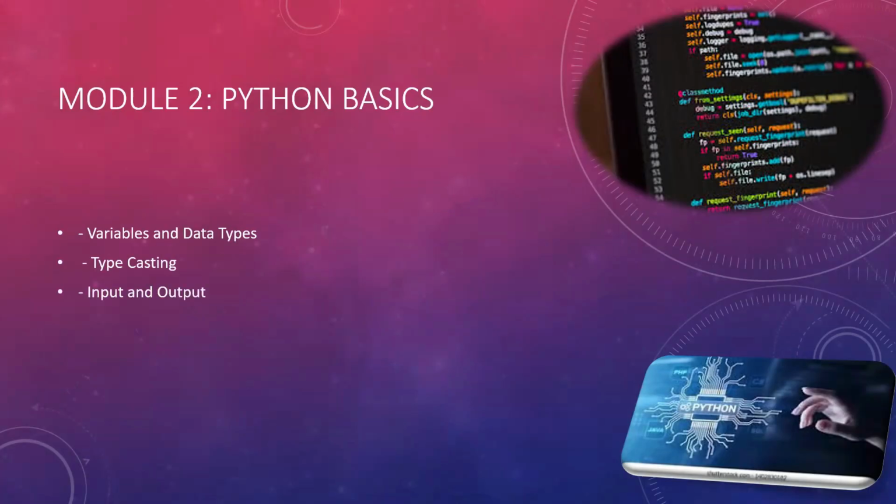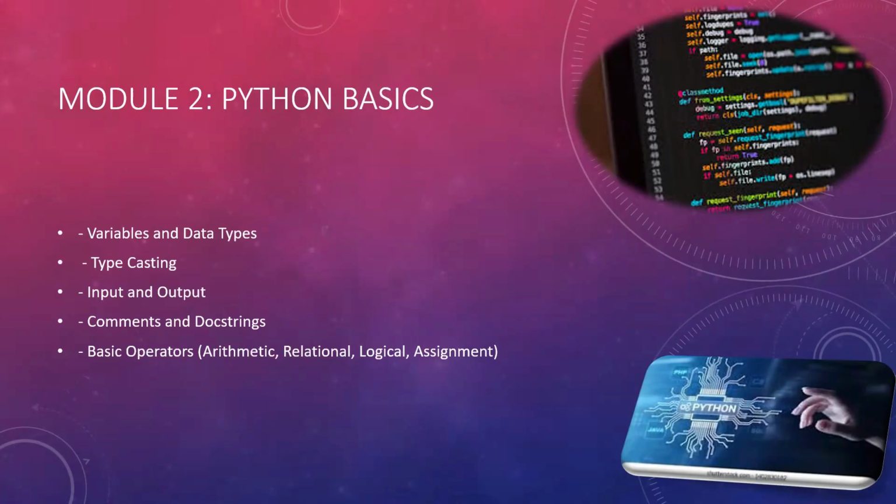In the day two session, we are going to talk about the Python basics. Number one, variables, data types, typecasting, input and output, comments and docstrings, and basic operators: arithmetic, relational, logical, and assignment operators. So we are going to discuss these five concepts, but not in detail, because I'm going to talk about the basic things. In future classes, we are going to talk about each one in detail with different examples.